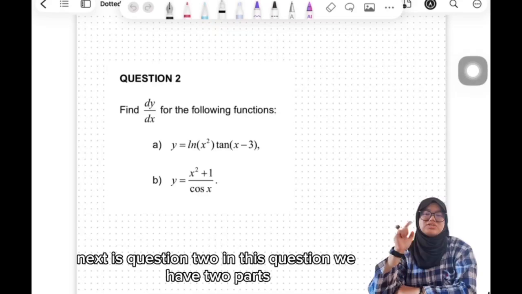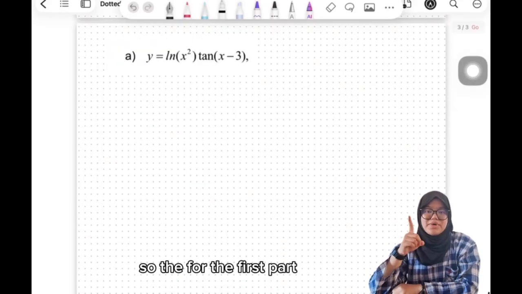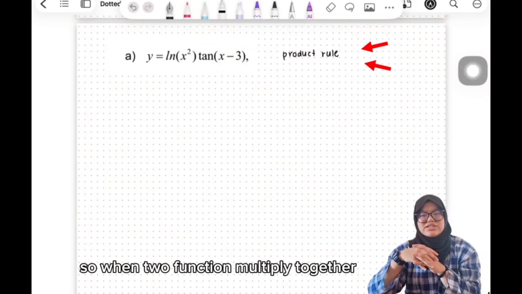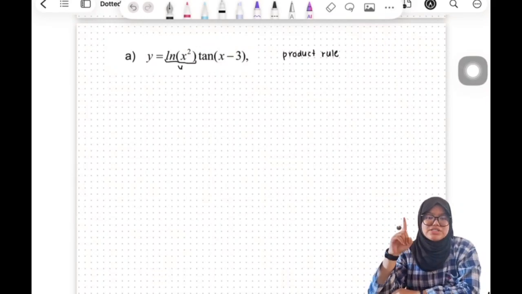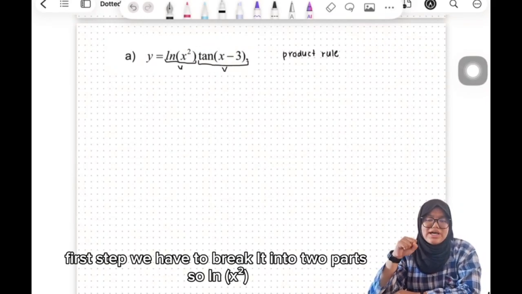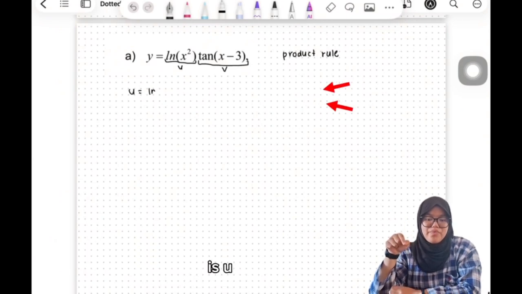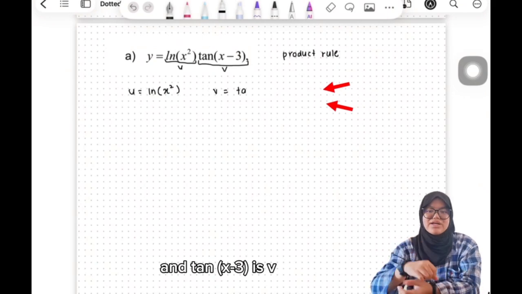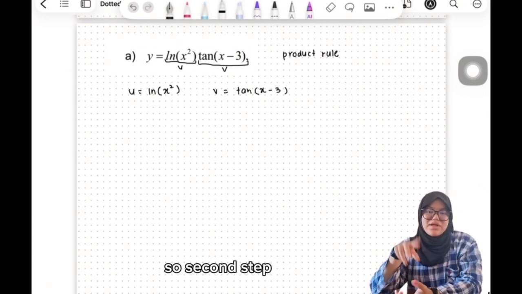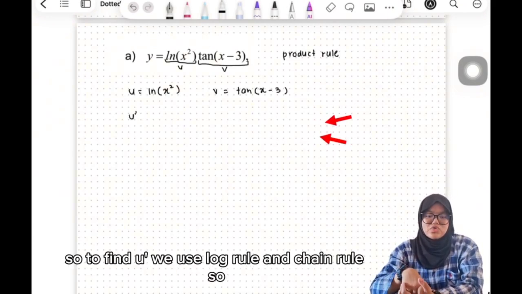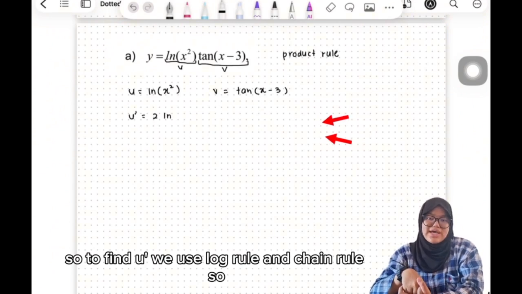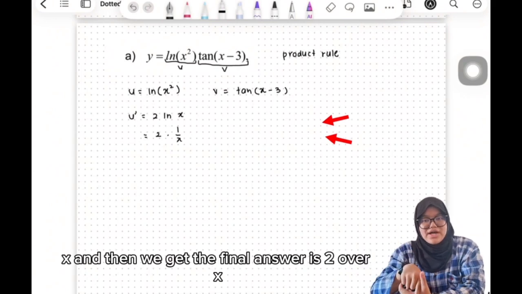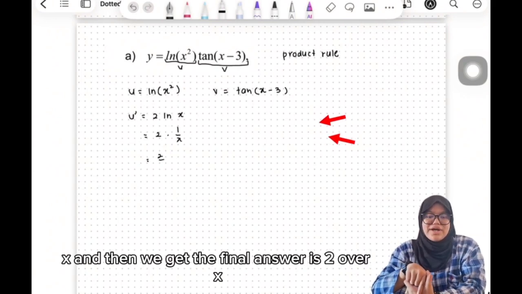Next is question 2. In this question, we have two parts. For the first part, we have to find the derivative of this equation. When two functions multiply together, we use the product rule. First step, we have to break into two parts. So ln x squared is u, and tan(x minus 3) is v. Second step, we find the individual derivatives. To find u prime, we use the log rule and chain rule. We multiply 2 by 1 over x, and we get the final answer, 2 over x.